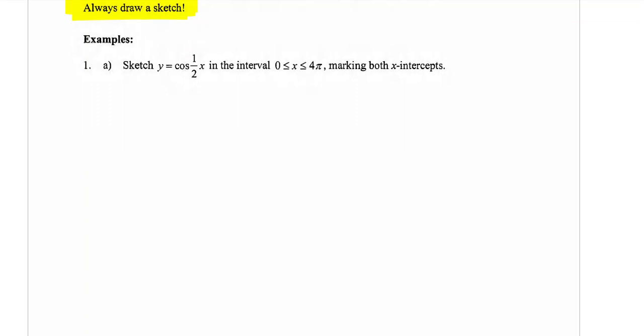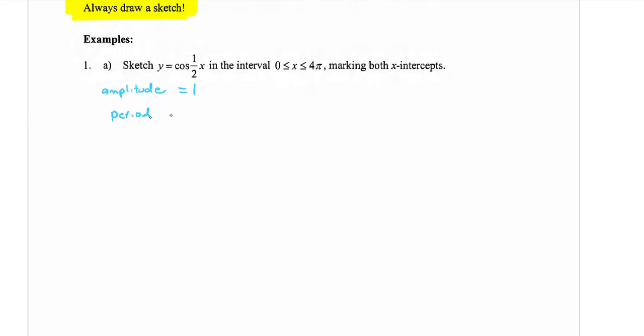What's the amplitude? Have I changed it from normal? How do you change the amplitude of a sine or a cos graph? Or a tan graph, really. You put a number in front of it here. So I haven't changed it. So what is the amplitude normally? Because it's the same thing. 1, thank you. So the amplitude is still 1.